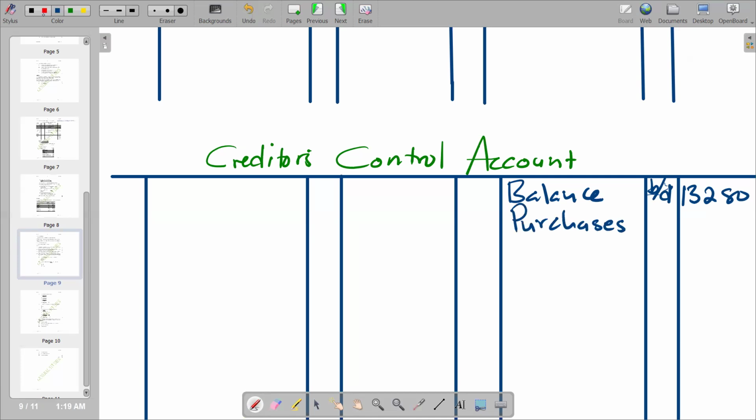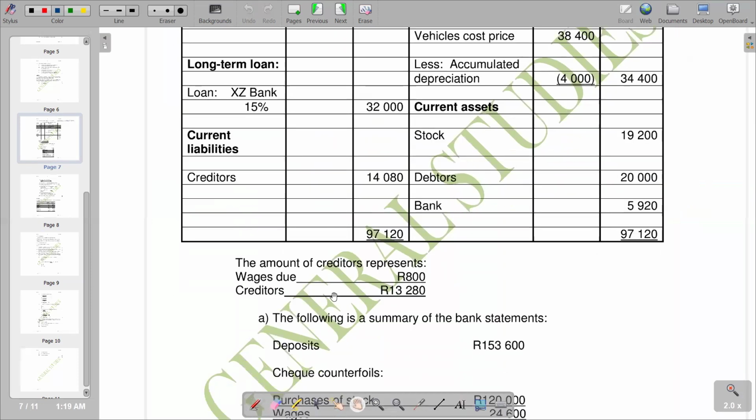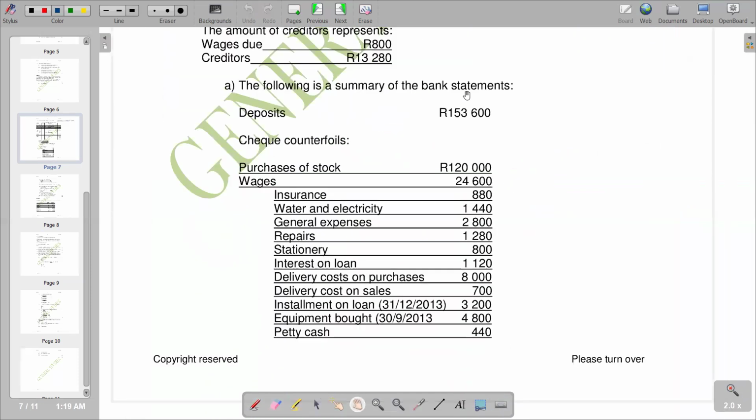So we are also supposed to find this figure as a balance account amount. Now all the amounts that we paid to our creditors through the bank, we are supposed to put on the debit side. So basically, we can now try to see, according to the information given, the actual amount that was paid to creditors. Get it in the bank statements.